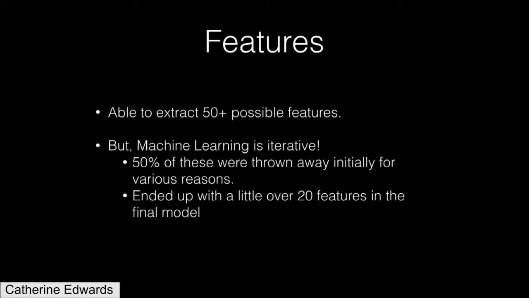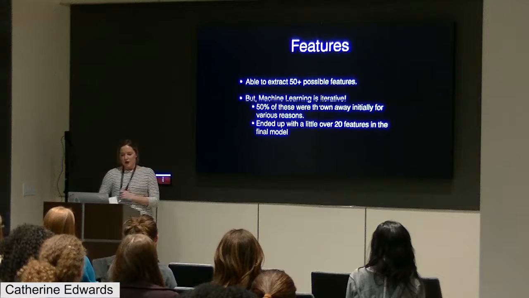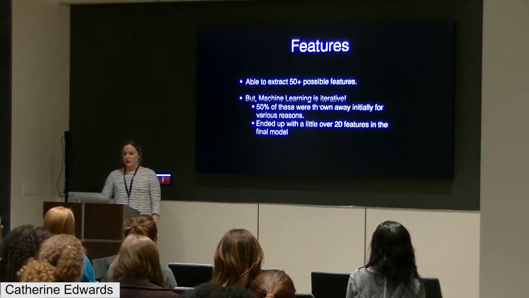Obviously, machine learning is iterative, and we ended up throwing away a lot of these features that just didn't really help us anyway. But we ended up with a little over 20 features for our final model.